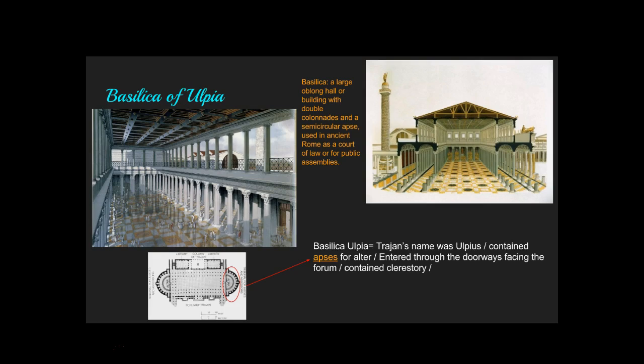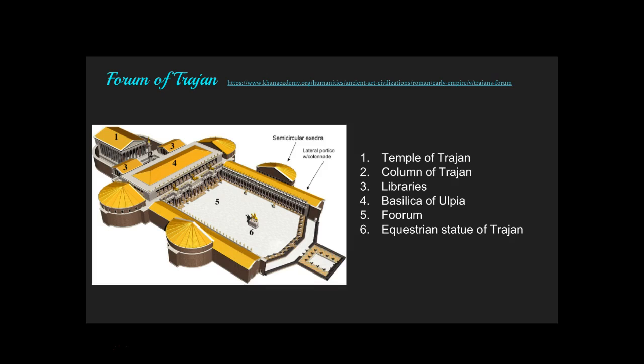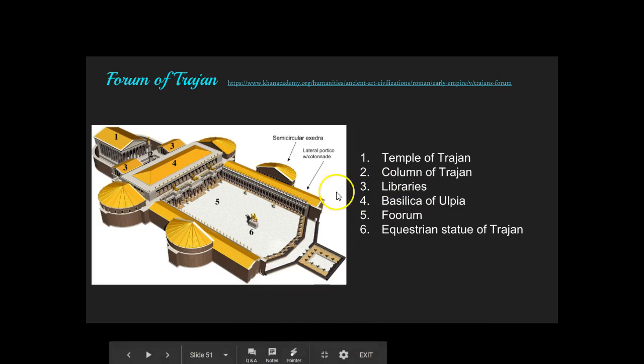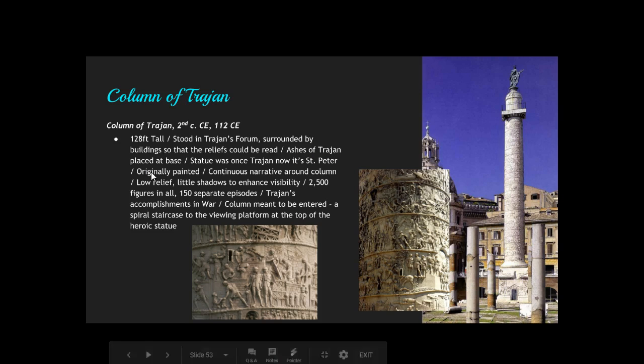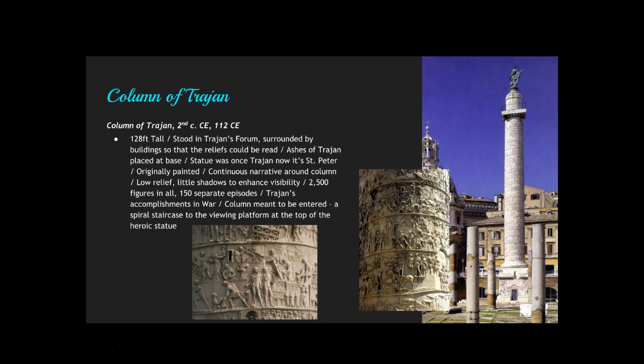Here's some more. There's the Basilica Ulpia, which is in 4 right here. Gorgeous. Trajan's column, we'll talk more about this. It is a continuous relief all the way up. It's incredible.